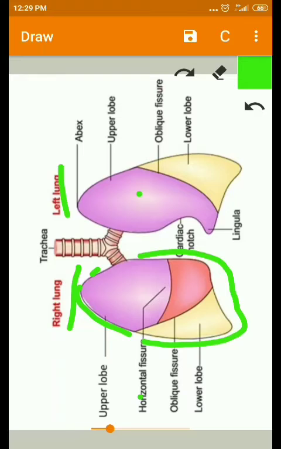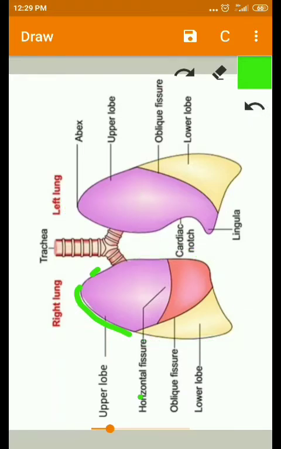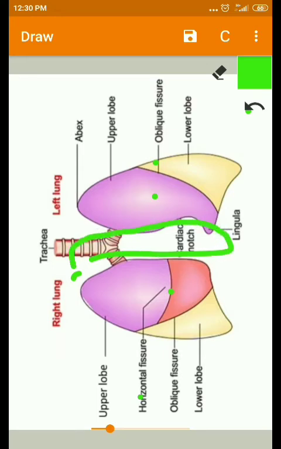So lungs are a pair of respiratory organs situated in the thoracic cavity. Each lung invaginates into its corresponding pleural cavity, and the right and left lungs are separated by a space called the mediastinum. Now we will see the texture of the lungs. Normally these lungs are spongy in texture.